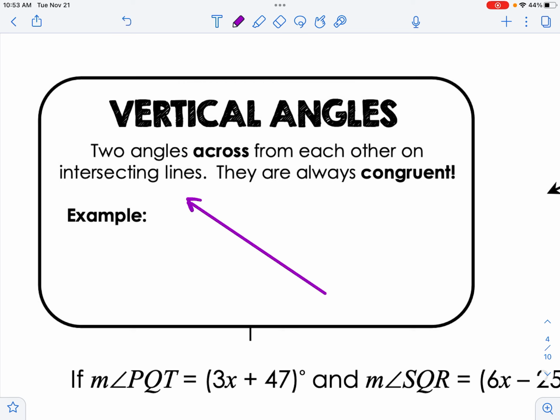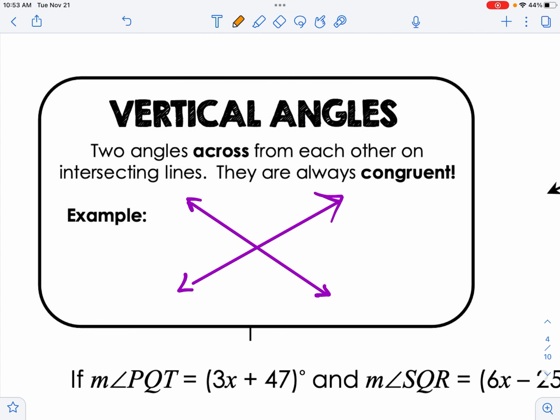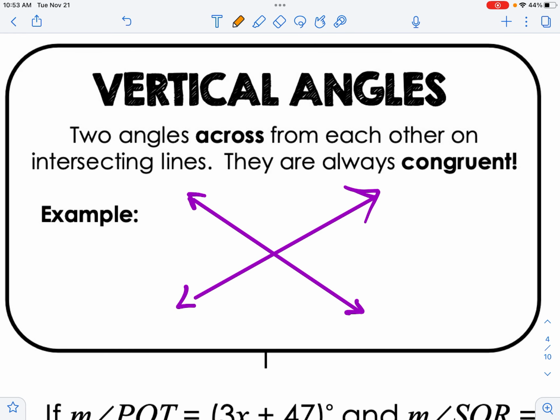So here's a line, and here's a line. They intersect. So 2 intersecting lines, and then we would have some angles that are formed. You can see there are 4 angles. The ones that are across from each other are called vertical angles. So this angle, 1 and 2, these 2 are called vertical angles. They are across from each other, and they will always be congruent. So angle 1 is congruent to angle 2.